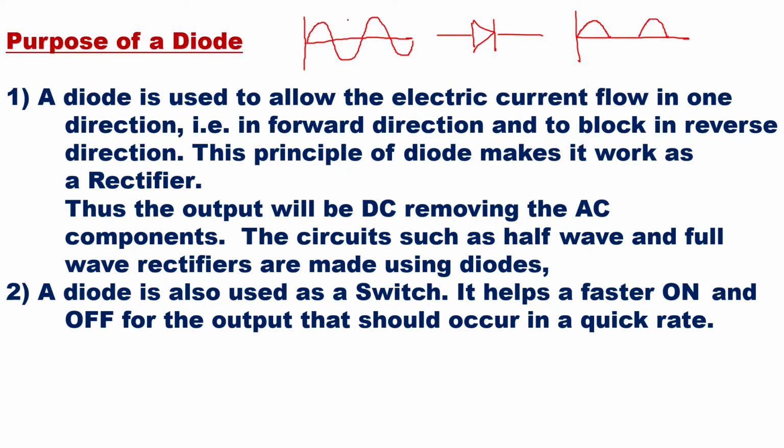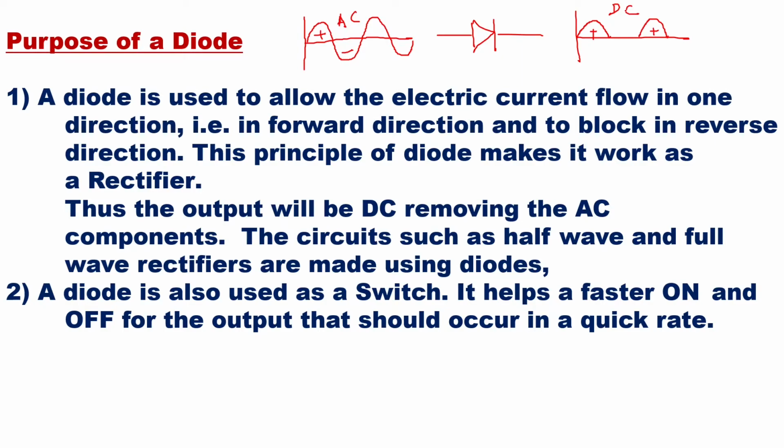This input was an alternating quantity, with both plus and minus. The output is only plus, only unidirectional, so it can be called a direct current. You are able to convert AC to DC because of the feature of the diode, where it can allow the current to flow in one direction only and block the other direction.